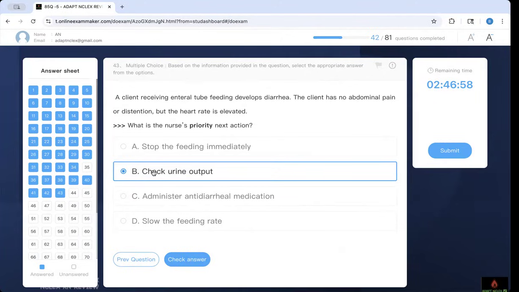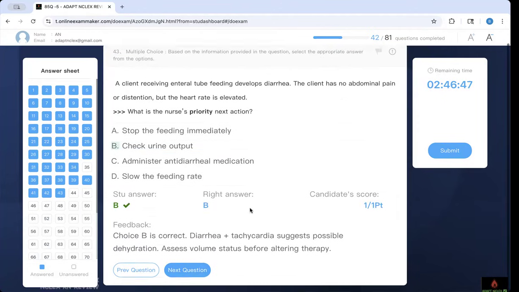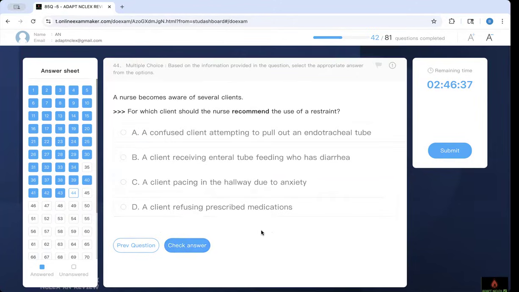If their urine output is low, you have your answer. You say, oh, the patient is dehydrated. We need to change the tube feed to something that is isotonic, and that will be responsible for that. And this is the key: diarrhea and tachycardia suggest dehydration. Assess the fluid volume status before initiating therapy. You need to do your assessment.